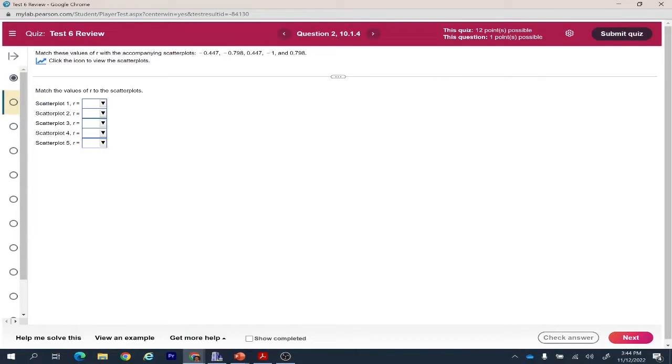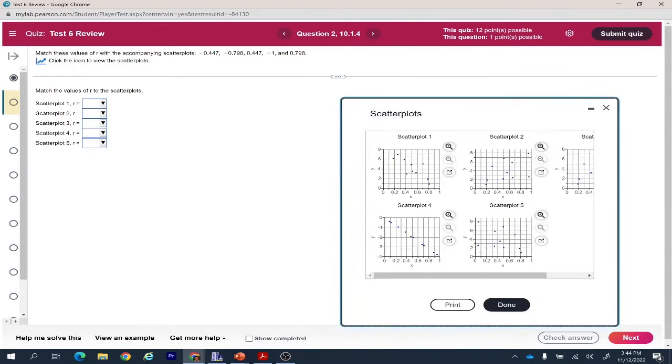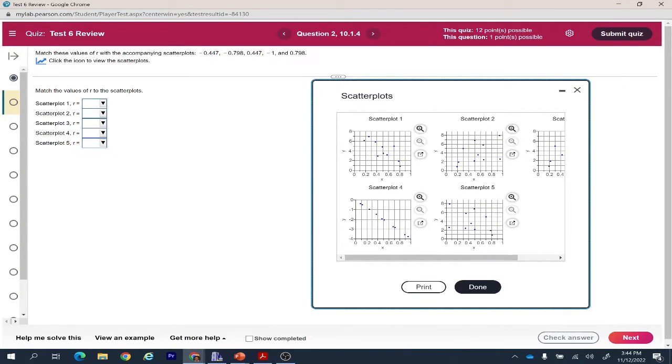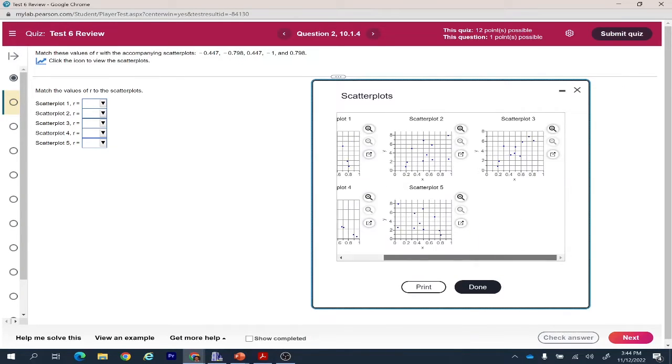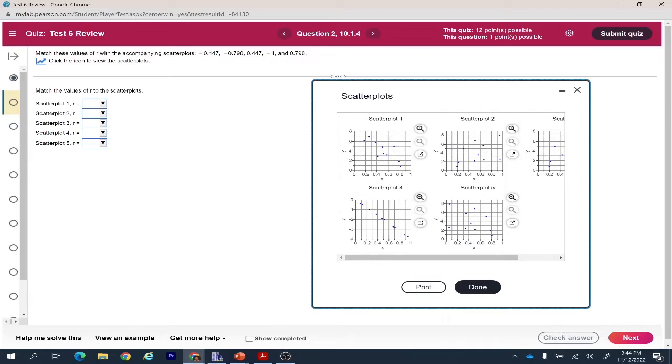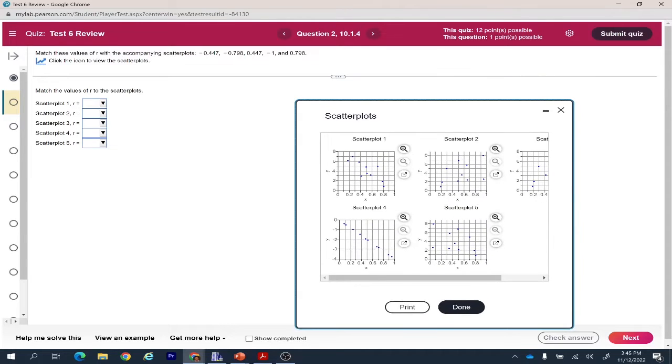Now match these values of r with the accompanying scatter plots. So these are the values of r, and we need to match them. Scatter plot 1, r equals. So first of all, you have to look at the plot here. As you can see, the graph is somewhat linear and it's going down. You can just draw a straight line, and so the value of r should be negative here.